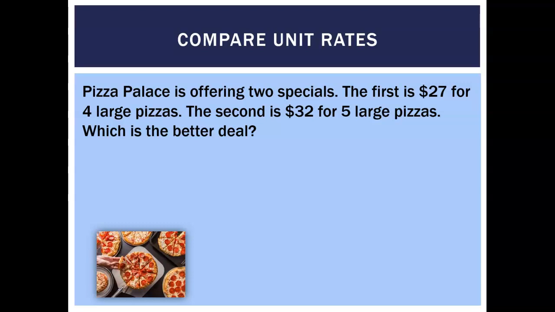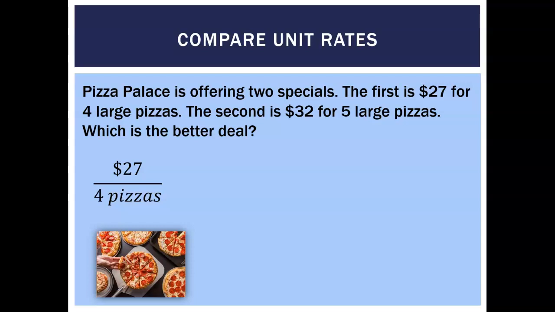In this problem, Pizza Palace is offering two specials. The first is $27 for 4 large pizzas. The second is $32 for 5 large pizzas. Which is the better deal? We can compare these two specials by figuring out which has the better or lower cost per pizza. We will start with the first special, which is $27 for 4 pizzas. Then we can find the unit rate, which will give us the price for 1 pizza.